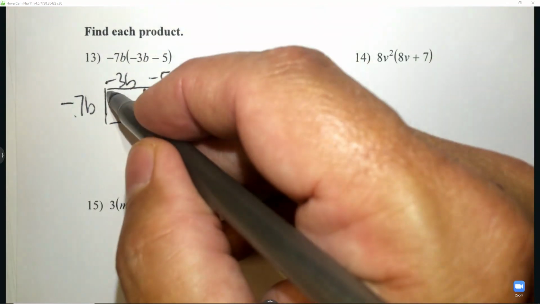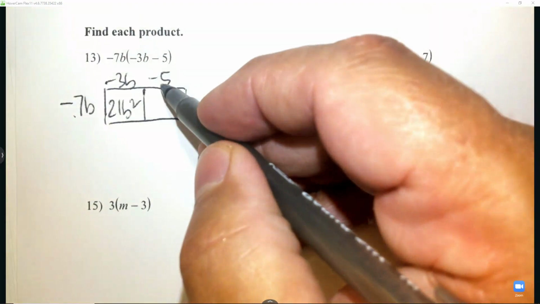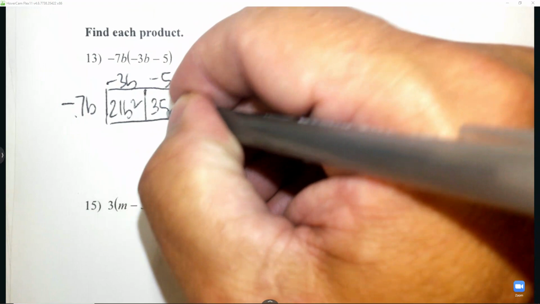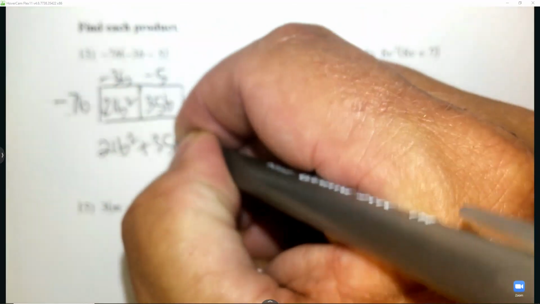So negative 7 times negative 3, that's 21. And negative 7 times negative 5, that's positive 35. And that's it. There's no like terms, and that's your answer. Let's try that again.